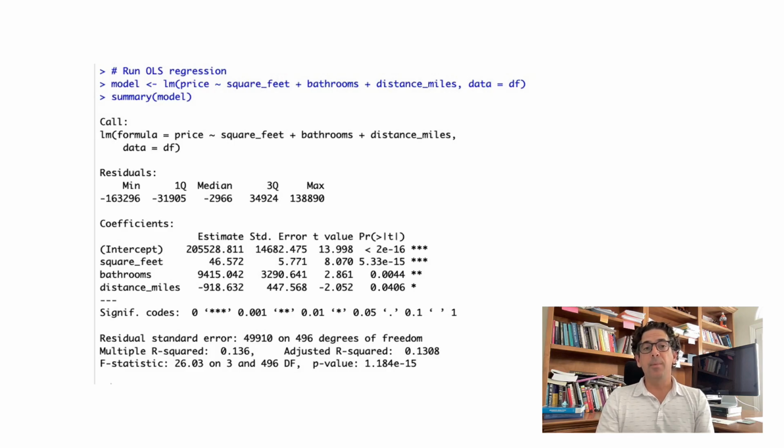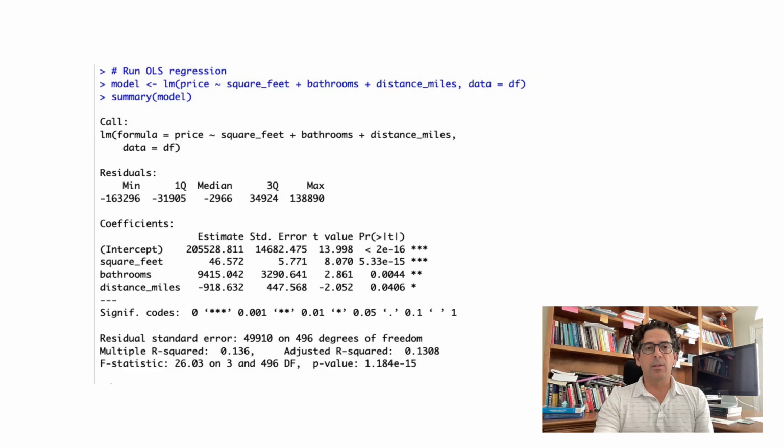Let me explain what this table is in this context. We're running a regression to try to predict home prices. We say that there are 3 variables that are important: square footage, the number of bathrooms, and the distance in miles from the center of a city. We're going to run this regression and get output like this. So let's go through it.